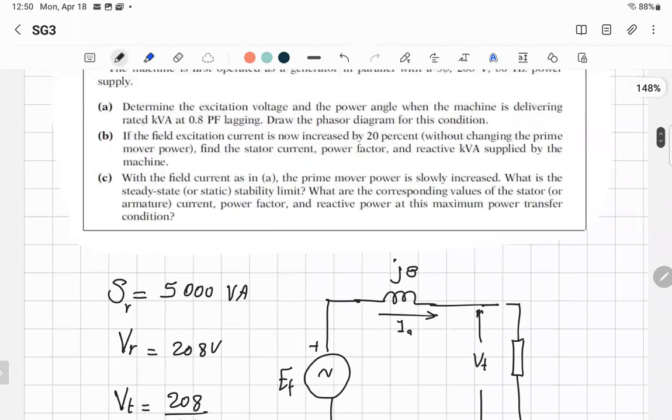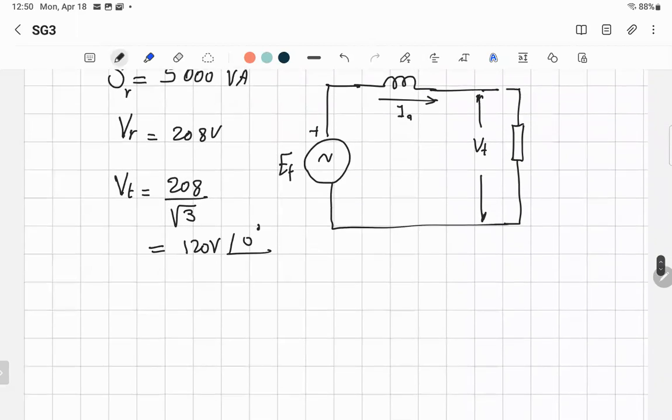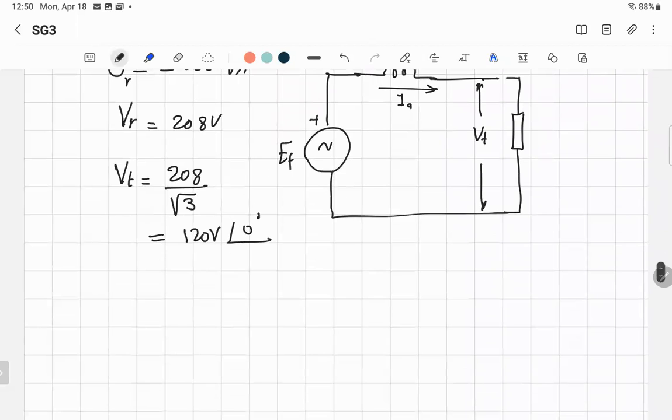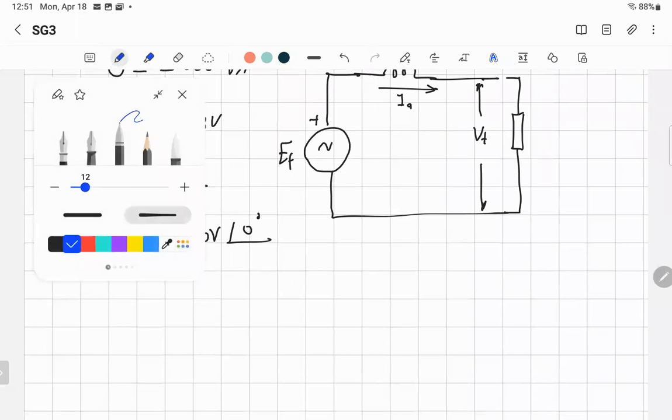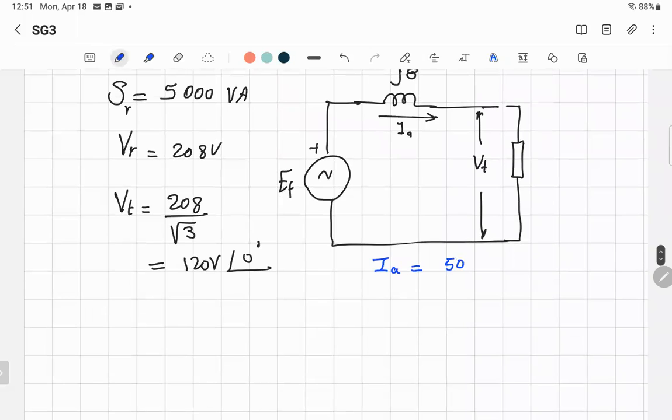That's the rated kVA and 0.8 power factor. So I can find the current. How do you find the current? First, I find the magnitude of the current. The magnitude of the current IA is equal to S, which is 5,000 volt-amps, divided by square root 3 times the line voltage, which is 208. So you get the amps. It will be equal to 13.9 amps. That's the magnitude of the current.